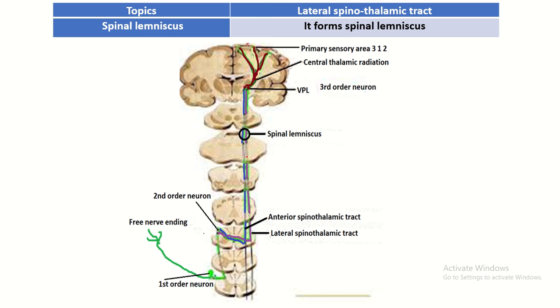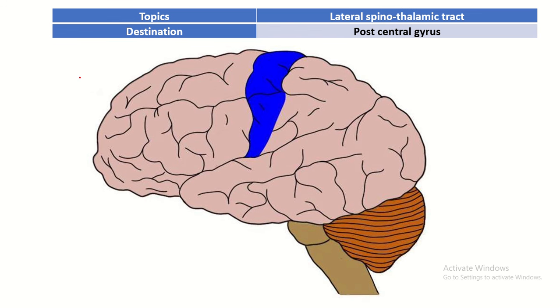So, the spinal lemniscus. This is the lateral spinothalamic tract. This is the first order neuron, which synapses with the second order neuron. The axon of the second order neuron crosses the side and ascends. So this particular portion of the lateral spinothalamic tract is known as the spinal lemniscus. Here the axons of the anterior spinothalamic tract are also present. So the spinal lemniscus is formed by both the lateral spinothalamic tract and the anterior spinothalamic tract. The final destination is the postcentral gyrus of the cerebrum, area number 312.